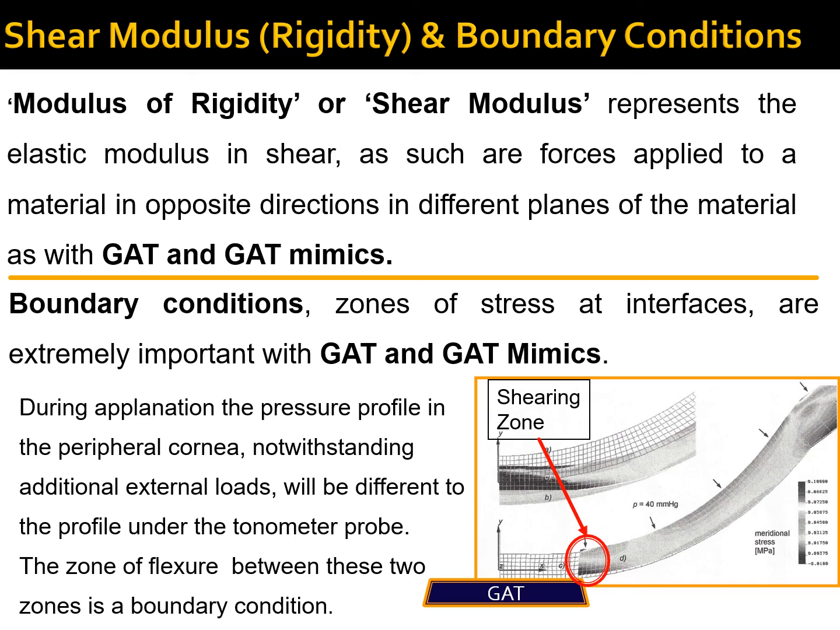So during applanation, the pressure profile in the peripheral cornea, notwithstanding the additional external loads, will be actually different to the profile under the tonometer probe. And indeed, the zone of flexure between those two zones is a boundary condition. And there's certain forces going on in there that no GAT models ever really considered.